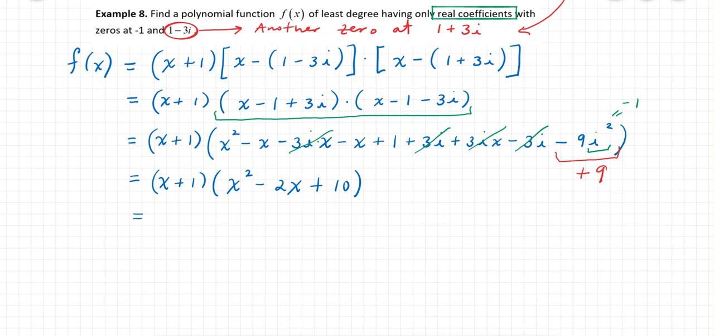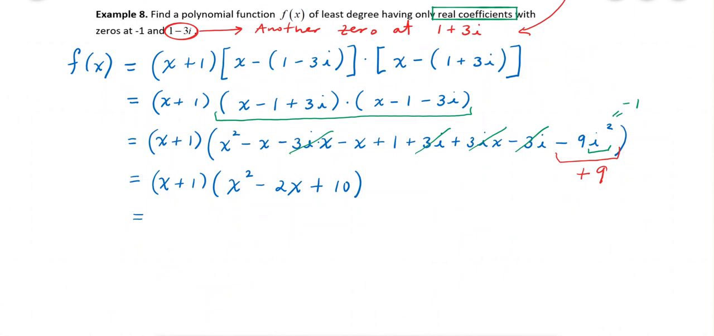Okay, one more step here. Let's just go ahead and distribute again. Let's multiply x times x squared and get x cubed. x times negative 2x is minus 2x squared. x times 10 is plus 10x. And then multiply the 1 times each term and get plus x squared minus 2x plus 10.